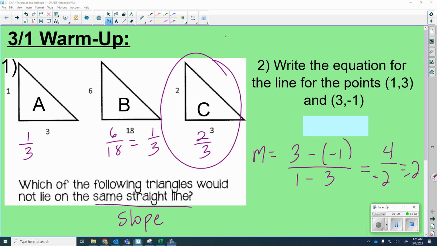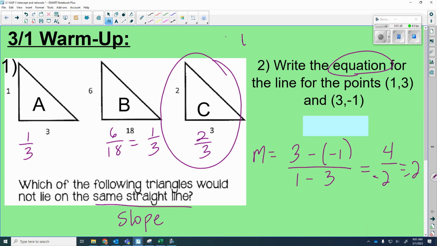-2. So this time it's asking me to write the whole equation, so that means I need y equals mx plus b. So I just found the m, correct? Now I have to find the b. We didn't explicitly teach how to do this this week, but I think you guys should have come up with a strategy. Who wants to share what you did? Come on, y'all. Nobody? Thank you, Evan.